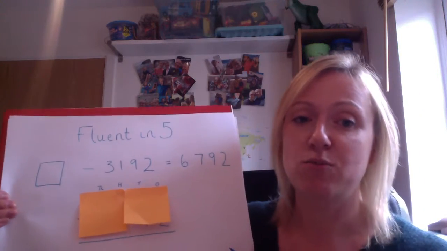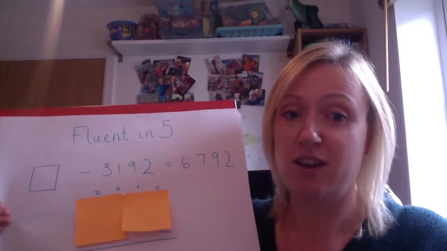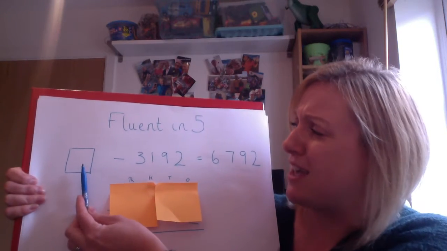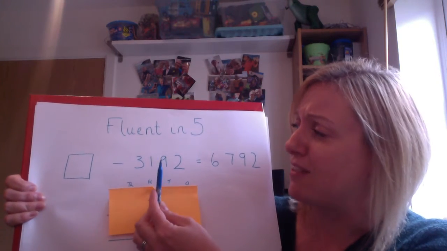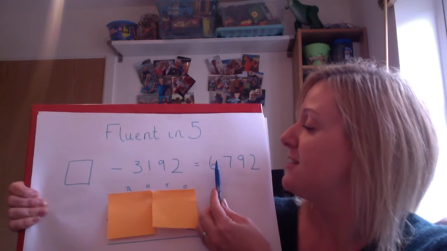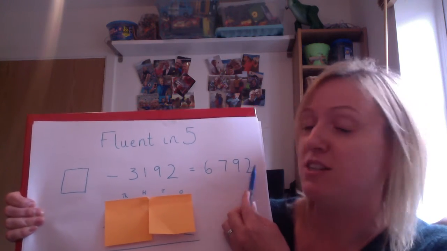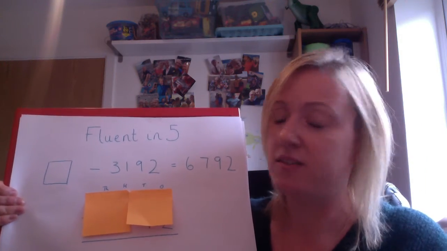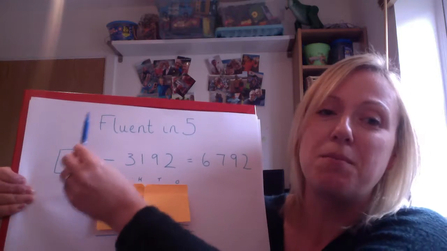My inspiration for this has obviously, as before, come from our Fluent in 5 that we've been doing at school. So I've got a question on my board here that I've taken from our Fluent in 5 that we would have been doing if we were in school. The question reads: something take away 3,192 equals 6,792.